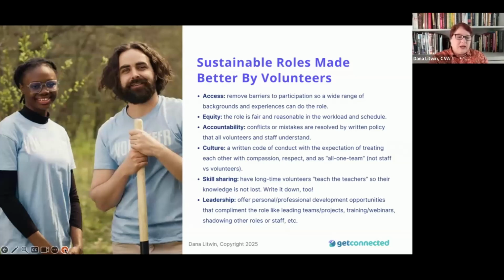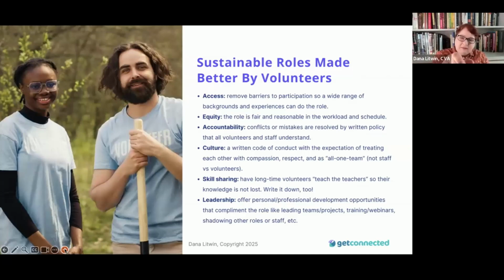And that there's fairness and accountability, that conflicts or mistakes are resolved with a written code of conduct, and that all volunteers and staff understand that there's not a different set of rules for staff or volunteers, and that the agency culture hopefully does have a written code of conduct with the expectation of treating each other with compassion and respect, and we're all one team, whether we're part-time or full-time or paid or unpaid. And that we have that skill sharing.